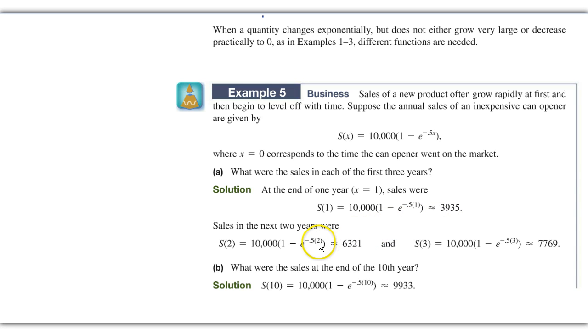X will be 2. Notice there's an increase. X will be 3. Notice there was a sharp increase initially, but now it's tapering down. And then what were the sales at the end of the 10th year? And we will give you time to try these in your calculator. Now on the next slide we're going to show you the graph of this.